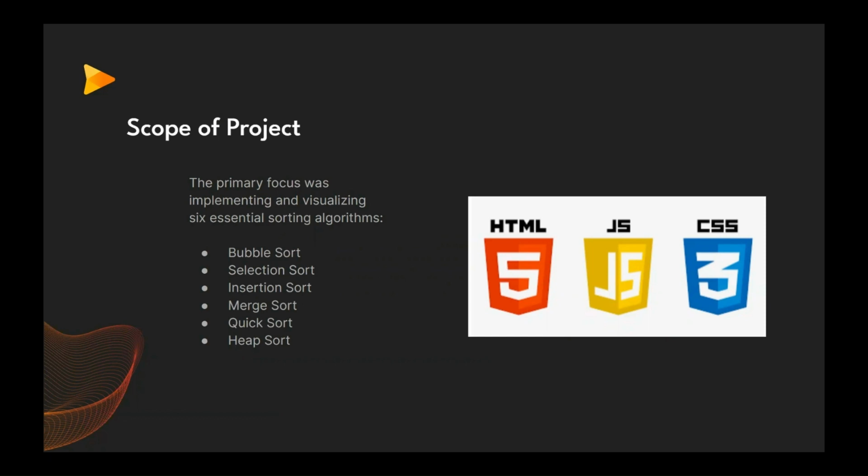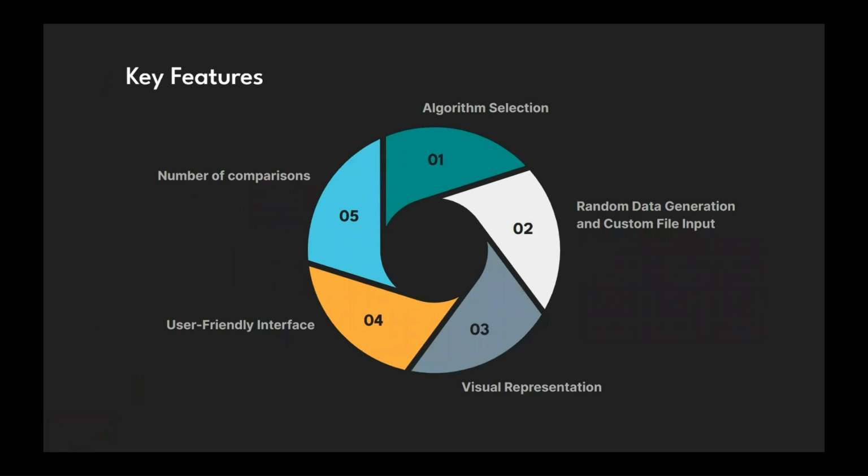So coming to the scope of the project, we are essentially focusing on 6 sorting algorithms here. And those include bubble sort, selection sort, insertion sort, merge sort, quick sort, and heap sort. And we are using HTML, JavaScript, and CSS to develop this project. And this is to ensure accessibility across various platforms and devices. Additionally, we will leverage the power of JavaScript for real-time visualization and user interaction.